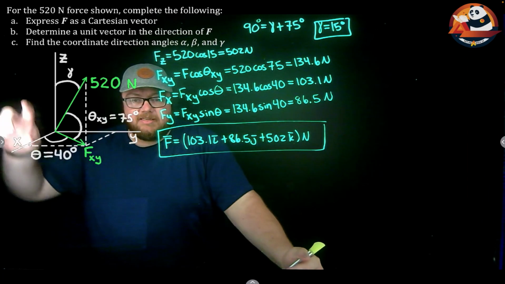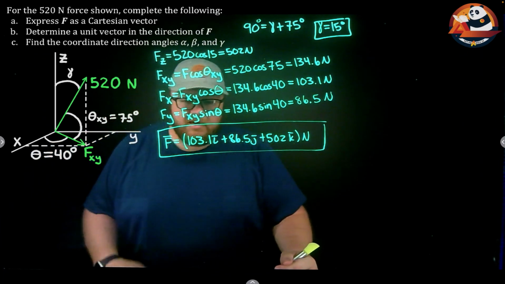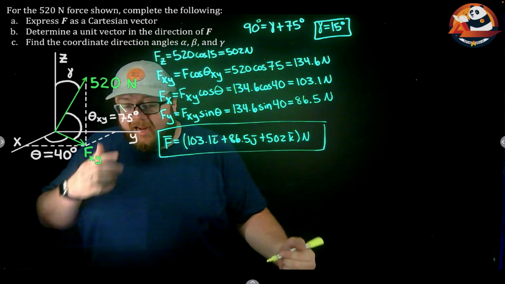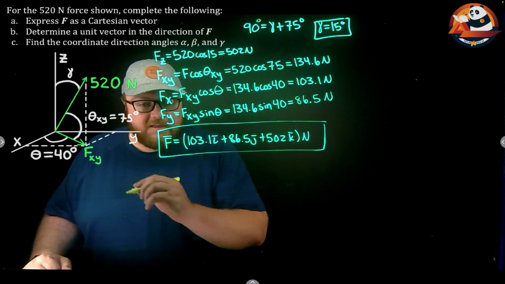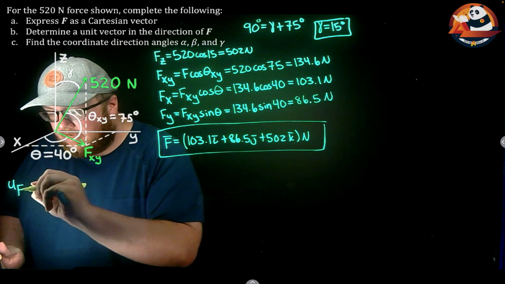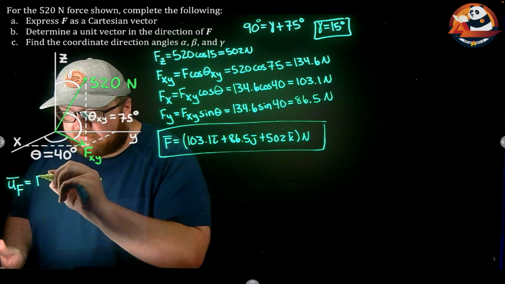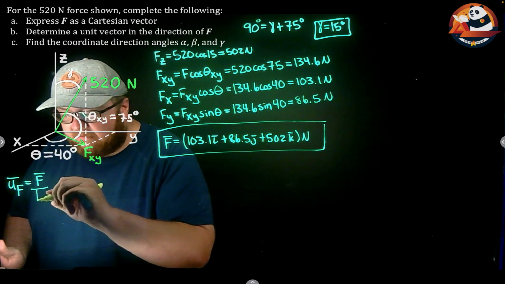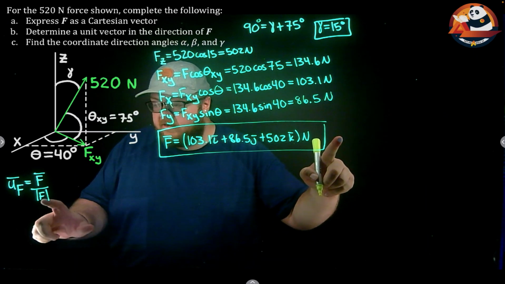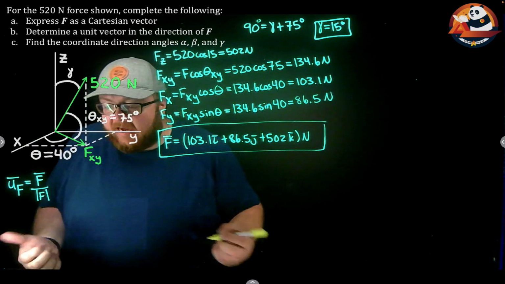From there, we were asked to come in and get a unit vector that points in that same direction. This time, rather than doing our inverse cosine approach, I don't know alpha, beta, gamma yet. I could also write this as my unit vector that points in the direction of F should be my force vector divided by the magnitude of my force vector. I have that force vector. I know the magnitude. I was given that. It's 520.